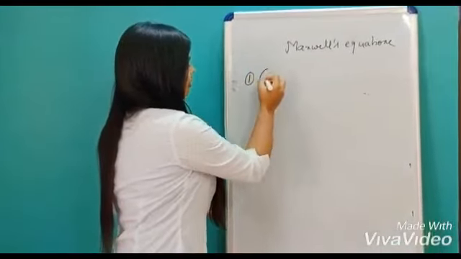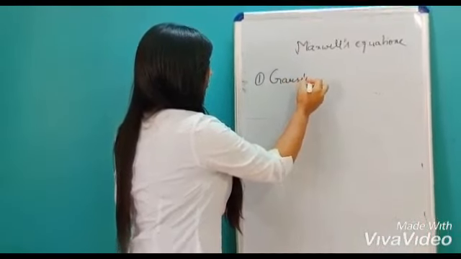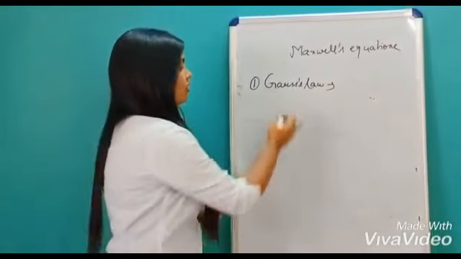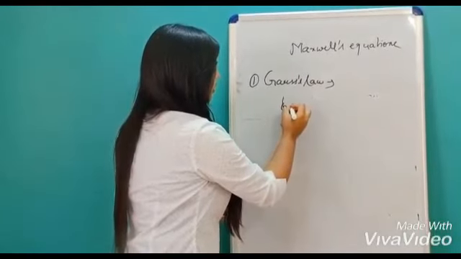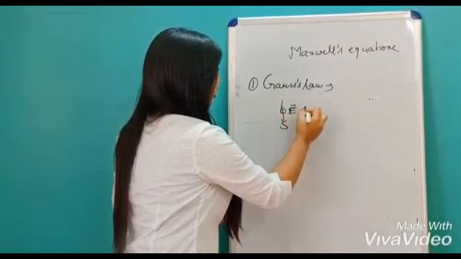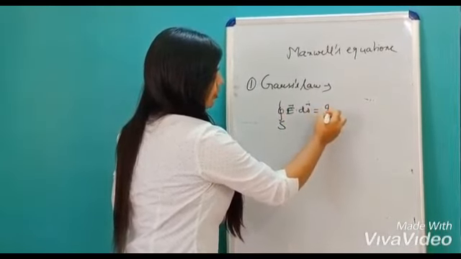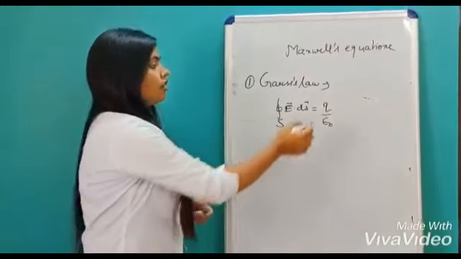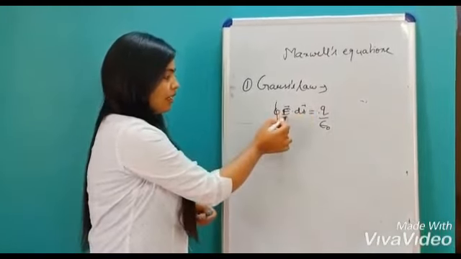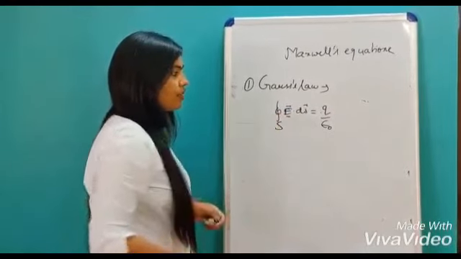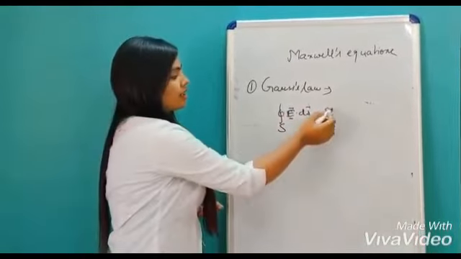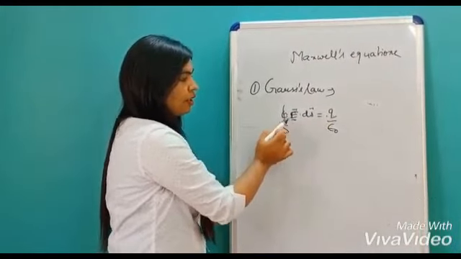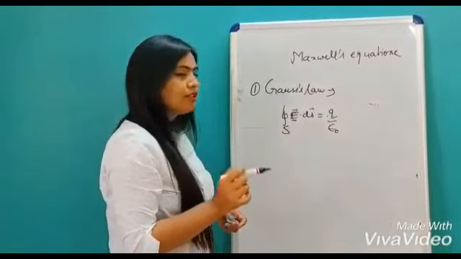First law is Gauss's law. According to this law, total flux is equal to Q upon epsilon naught. This equation represents that electric charge creates electric field, and electric charge and electric field cannot exist without each other.